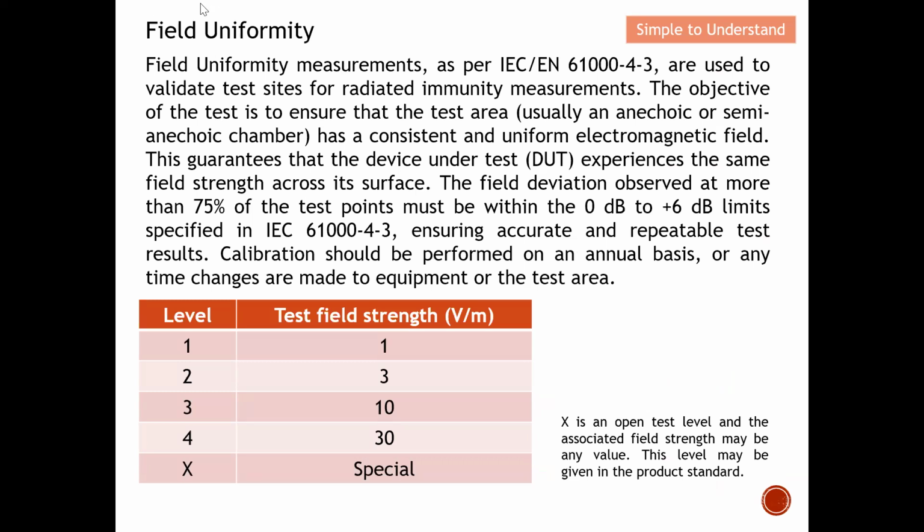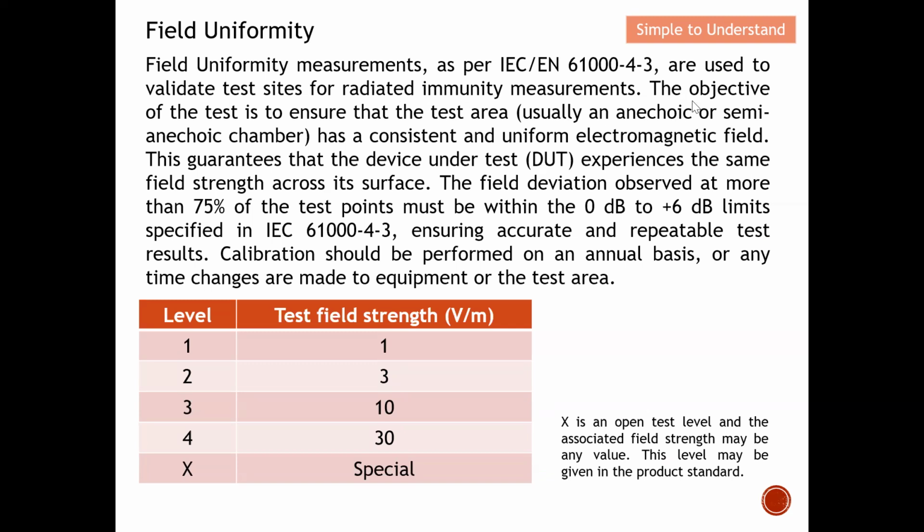Let's quickly understand what field uniformity actually is. This field uniformity measurement, as per the IEC EN 61000-4-3 standard, is mainly used to validate the test site for radiated immunity measurement. Before you can do the radiated immunity test, you need to ensure that the field is uniform. Therefore, we need to perform this field uniformity test before we can actually perform the RI.